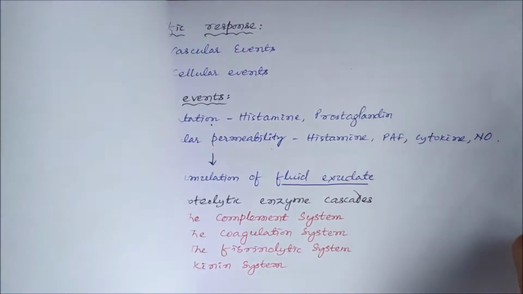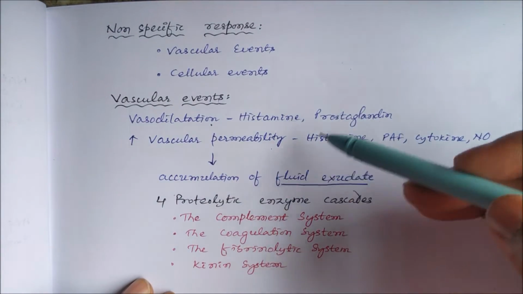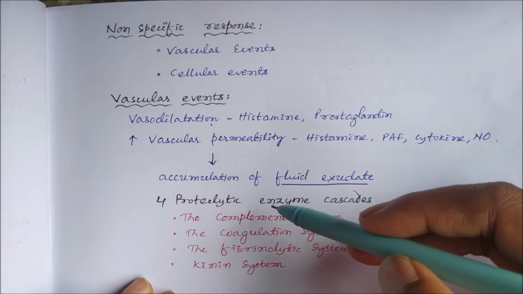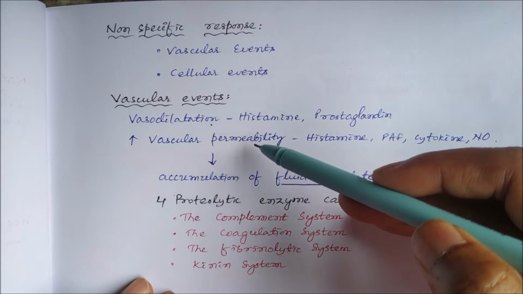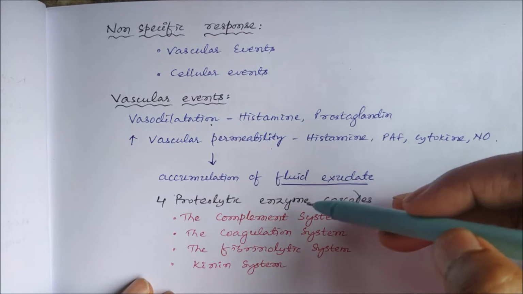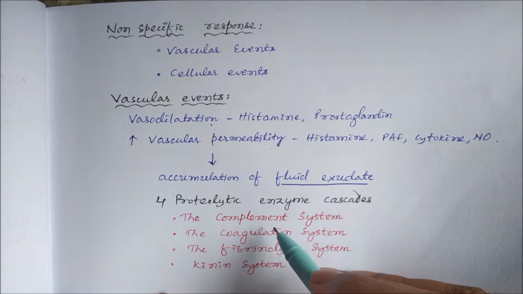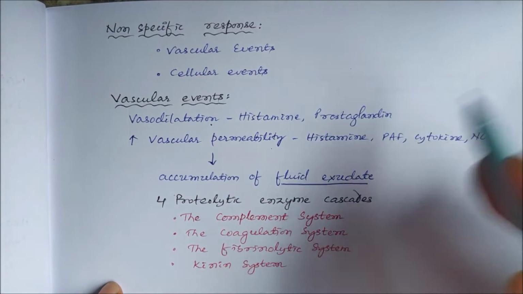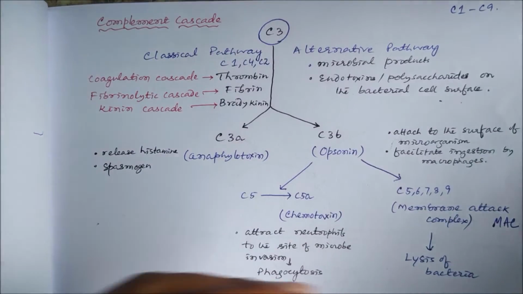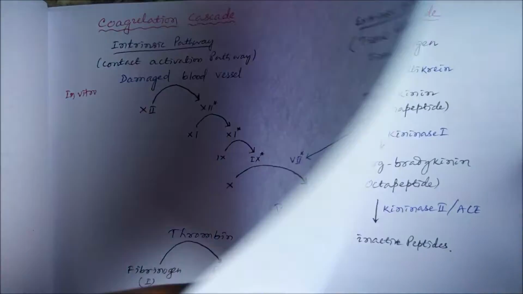And the non-specific response, the vascular events involve the four proteolytic enzyme cascades containing the exudate. Because of the vasodilatation and increased vascular permeability, there is accumulation of fluid exudate which contains these four proteolytic enzyme cascade. The main one is the complement system, and the other three support the complement system and eliminate the bacteria, which already we have discussed in our earlier classes.